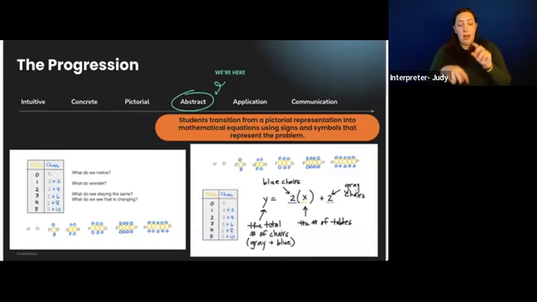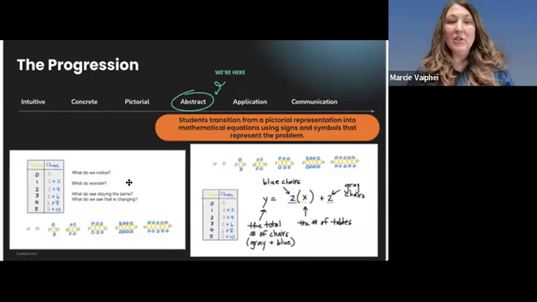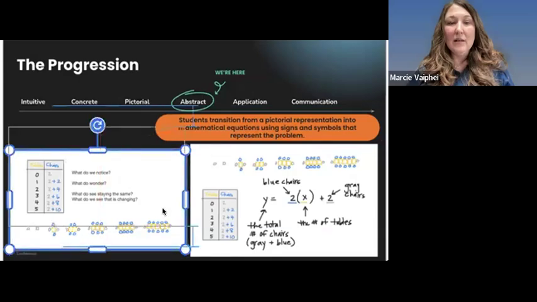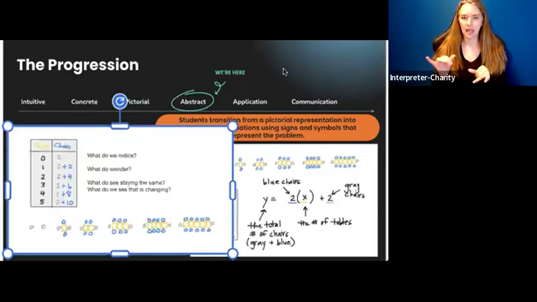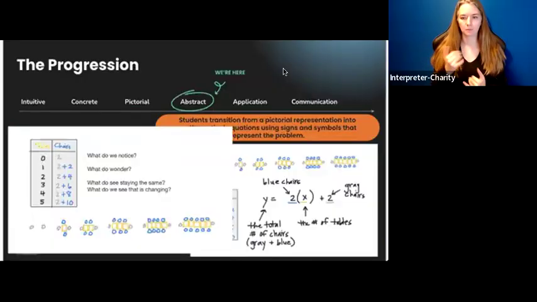We're going to move our pictorial thinking into what does it look like to write it as an algebraic equation or a number sentence. And students might start by thinking of it in a word sentence. You know, the total number of chairs is equal to 2 times the number of tables plus the 2 chairs I started with. So really getting them to notice and wonder, and then also to see what stays the same and what changes. Maybe you can see it there if I enlarge.